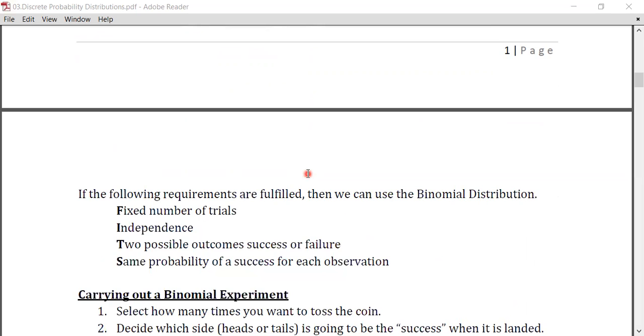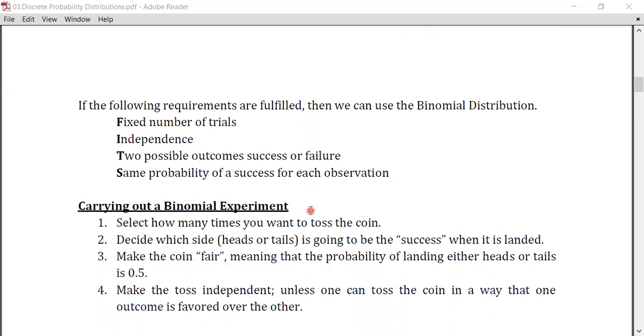Therefore, it is not the only condition that should be fulfilled if you need to apply the binomial distribution. Altogether, there are four conditions which should be satisfied if you need to apply the binomial distribution for a given experiment. Therefore, these are the four requirements which need to be fulfilled. Number one, there should be a fixed number of trials. At the beginning of the experiment, we have to fix the number of trials.